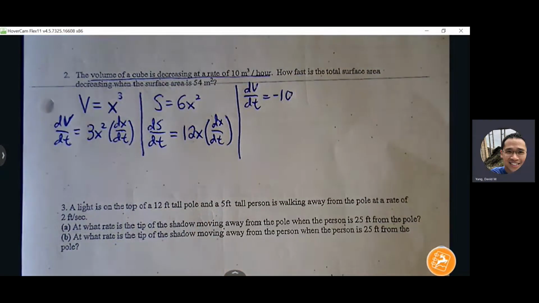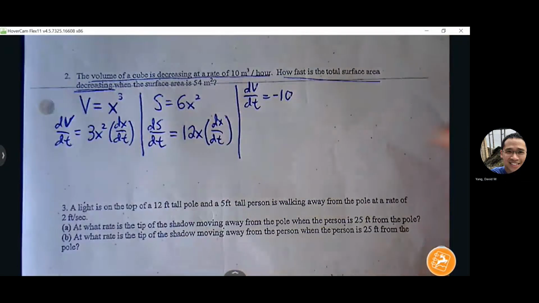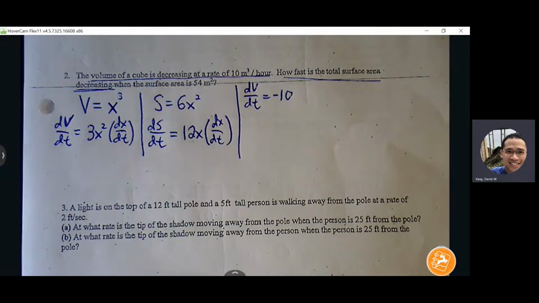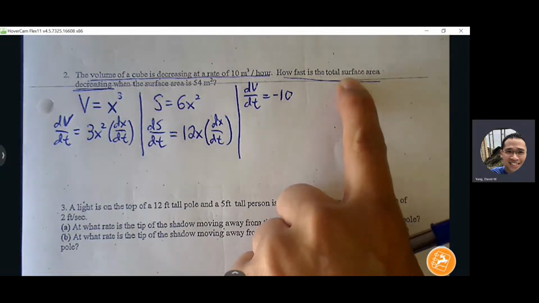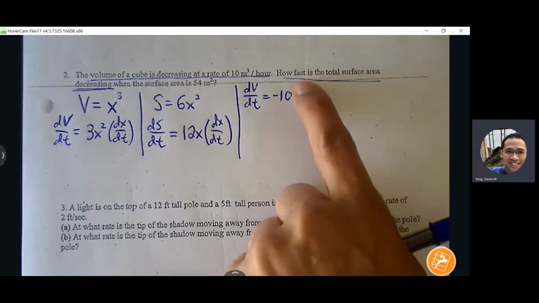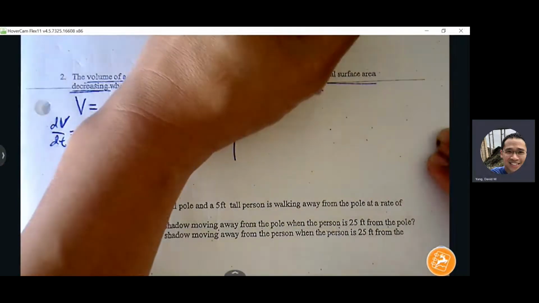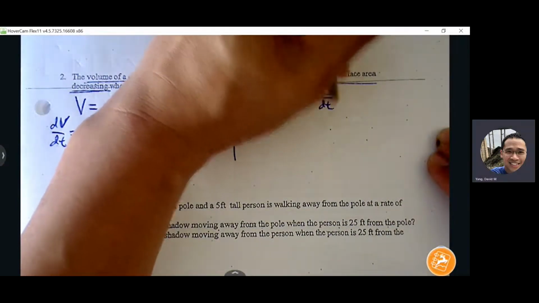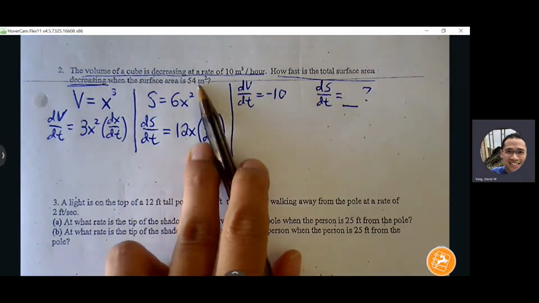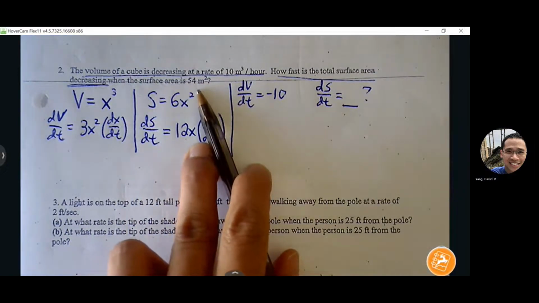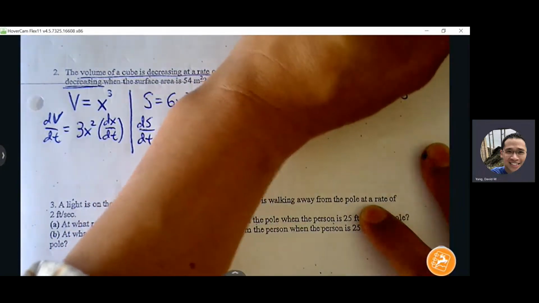Okay, how fast is the total surface area decreasing? How fast is the surface area decreasing? What is that referring to? dS/dt, right? We know S is surface area, but then we see the word fast. We see the word decreasing. We know it's a rate. So dS/dt is what we're looking for. When the surface area is 54 square meters, that's just S, right? So S is 54.